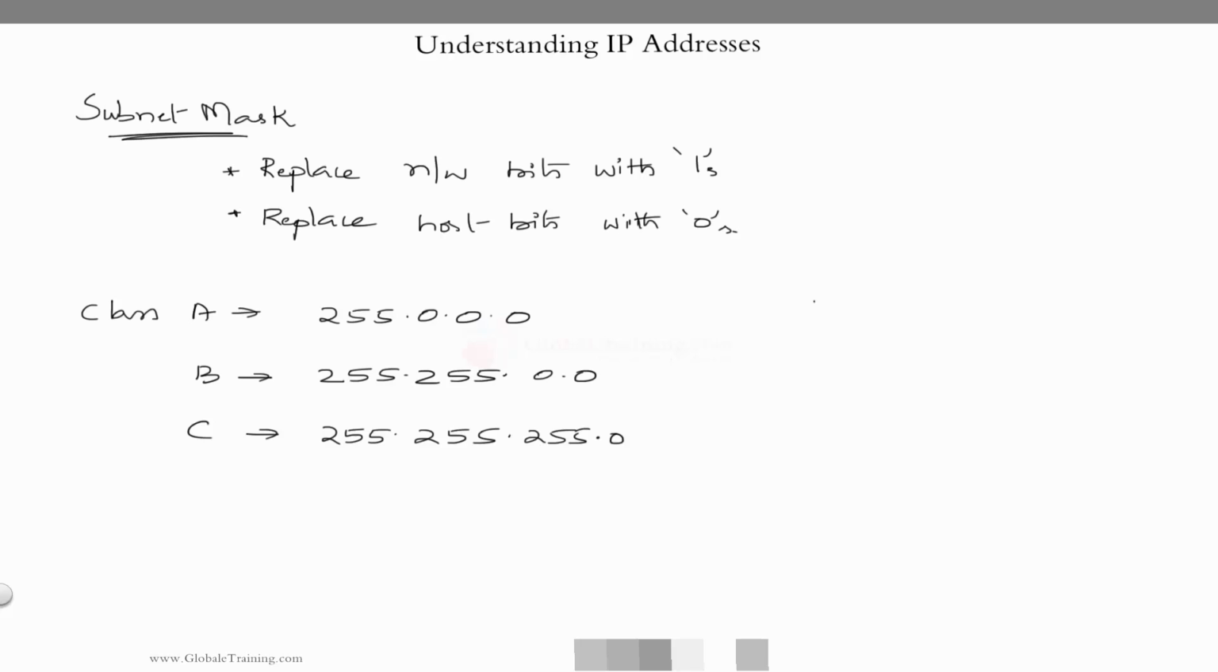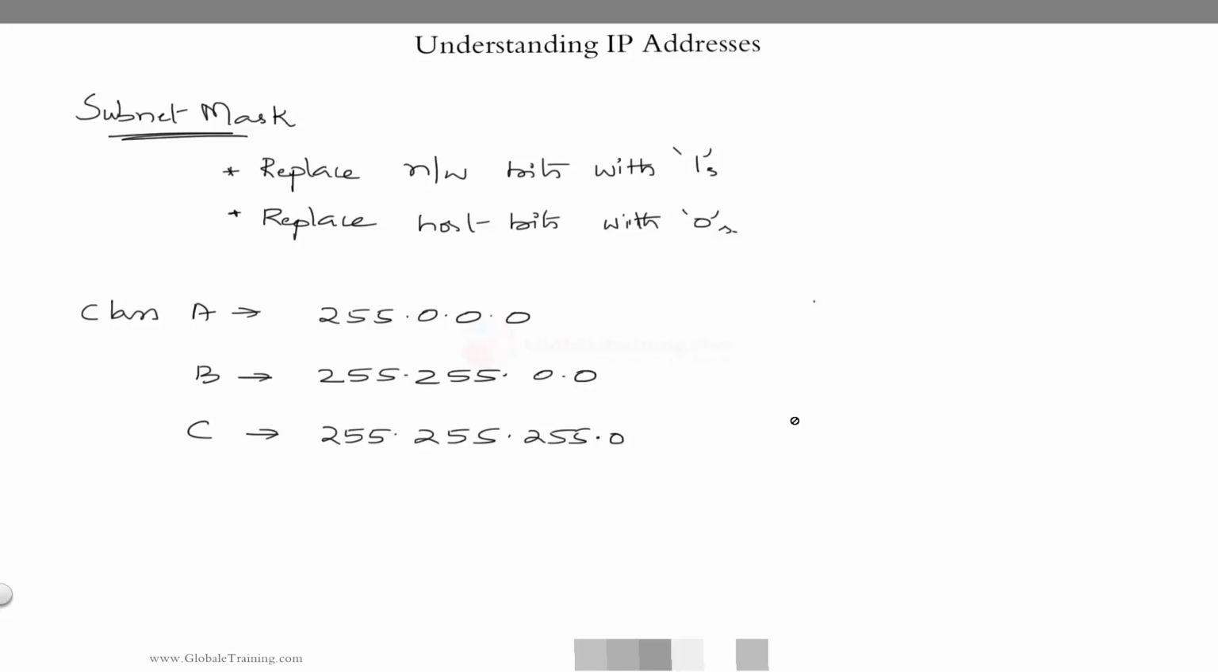Okay, so subnet mask. So now what is a subnet mask? Let's see how you can calculate a subnet mask, and then we'll talk about what a subnet mask is. To get a subnet mask for a specific network or for specific IP addresses, if it is following the standard class-based IP addressing scheme, replace all network bits with ones and replace all host bits with zeros, and the result is the subnet mask.